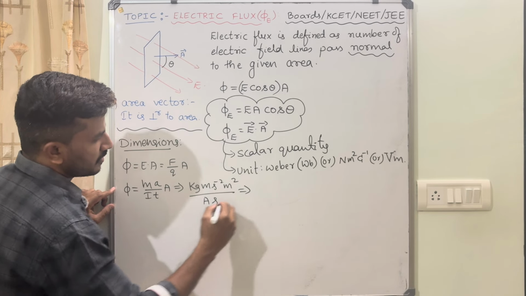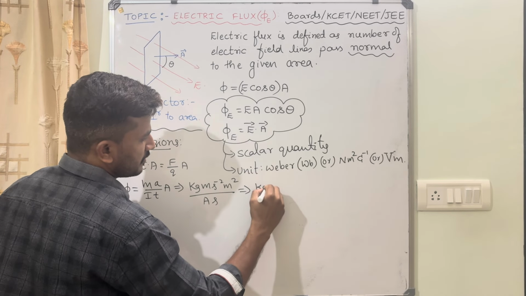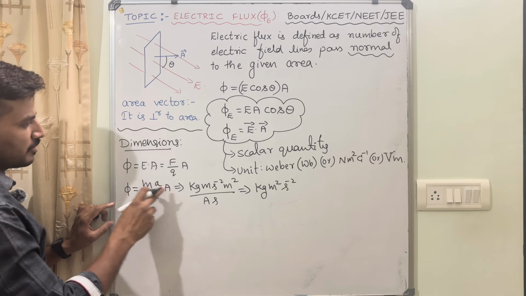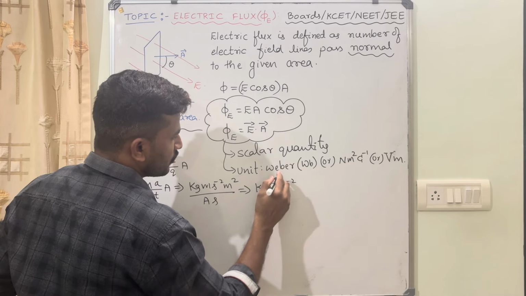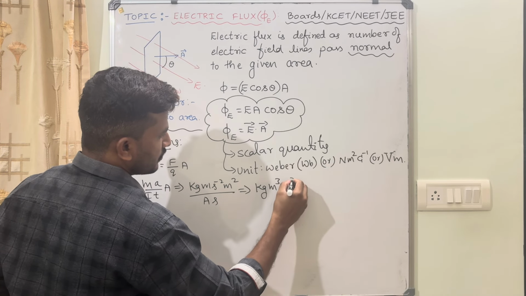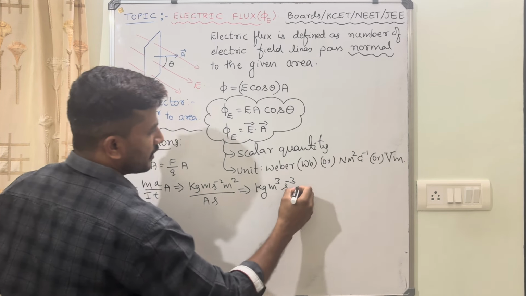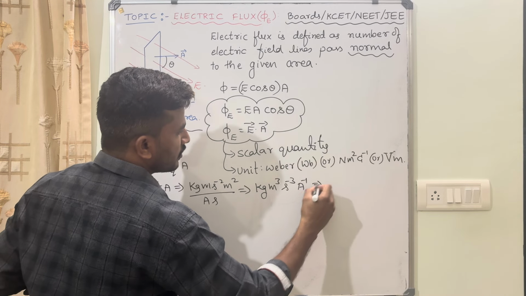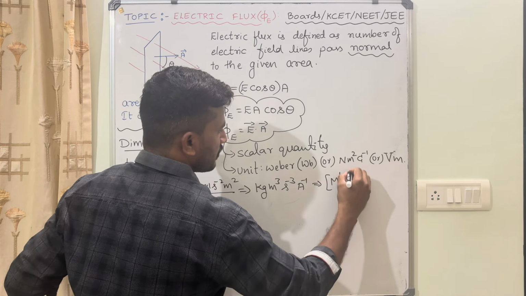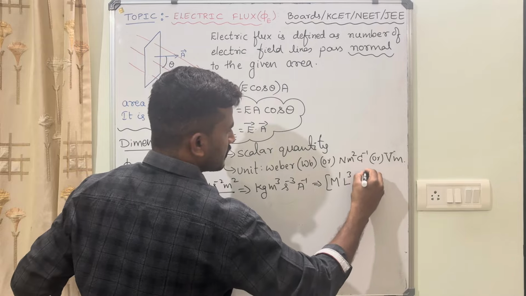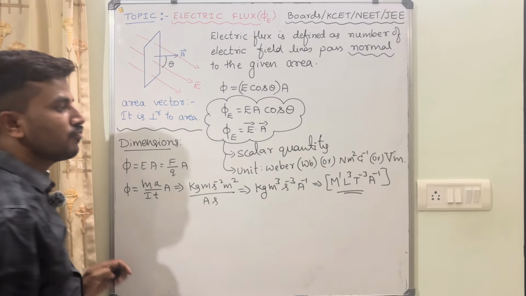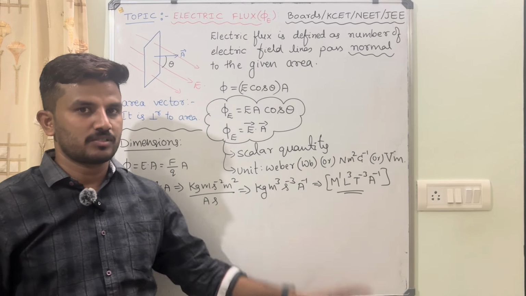So from this you will get kg meter square per second square, correct? No, kg meter square into meter is meter cube, second square divided by second is second cube, then we have ampere to the power minus 1. Therefore the dimensions are M power 1, L power 3, T power minus 3, A power minus 1. This is the dimensional formula for electric flux.